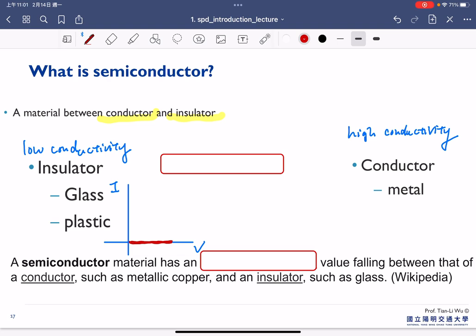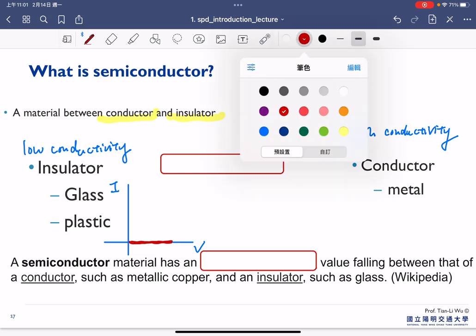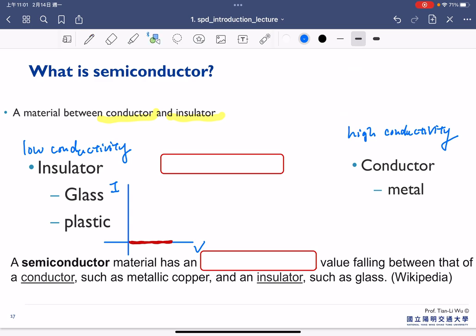So that's a typical characteristic for the insulator, right? That's because we expect there's no current flow. On the other hand, if you look at the conductor, we still have the current I on the Y axis and the voltage on the X axis here.